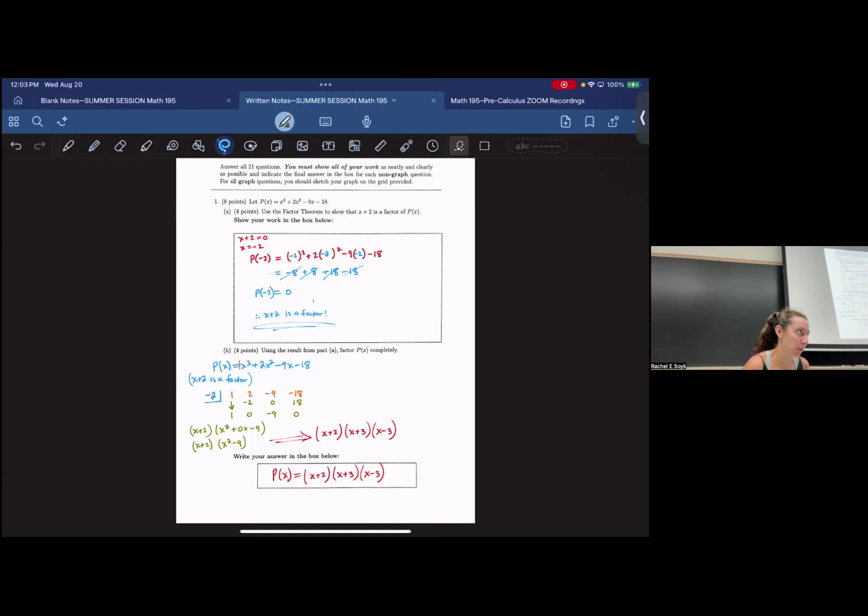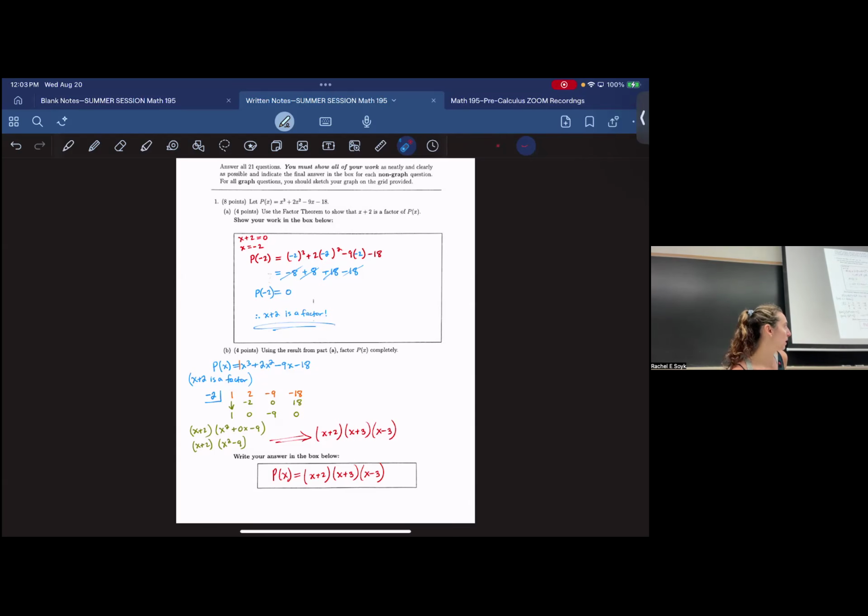You would get partial credit just because they are explicitly asking you to use the factor theorem. Yeah. If they explicitly say use the factor theorem to show that x plus 2 is a factor, you need to use the factor theorem. But if you do long division because you don't remember or don't recall the factor theorem, you will get partial credit. Same with the remainder theorem.